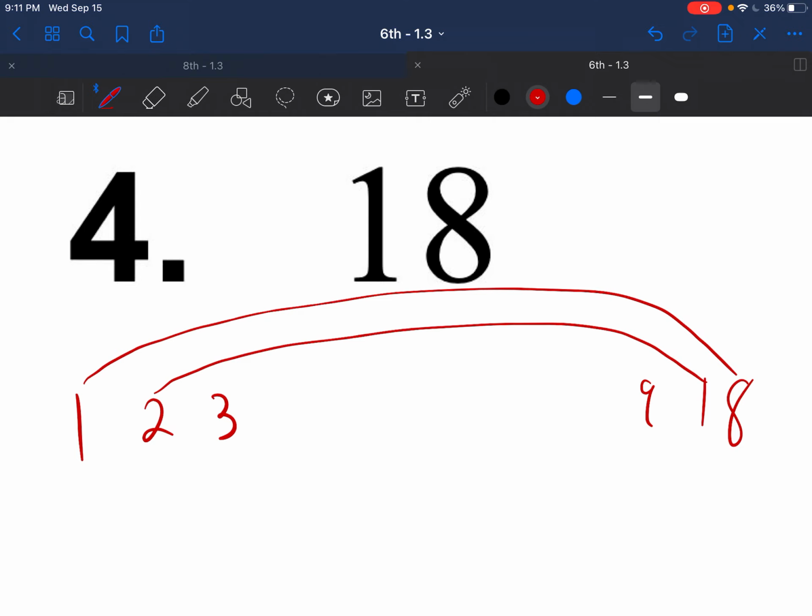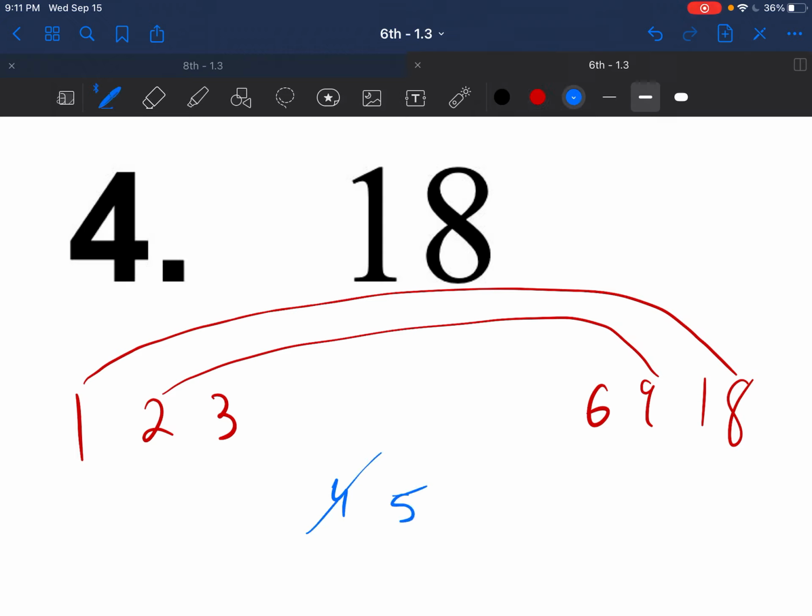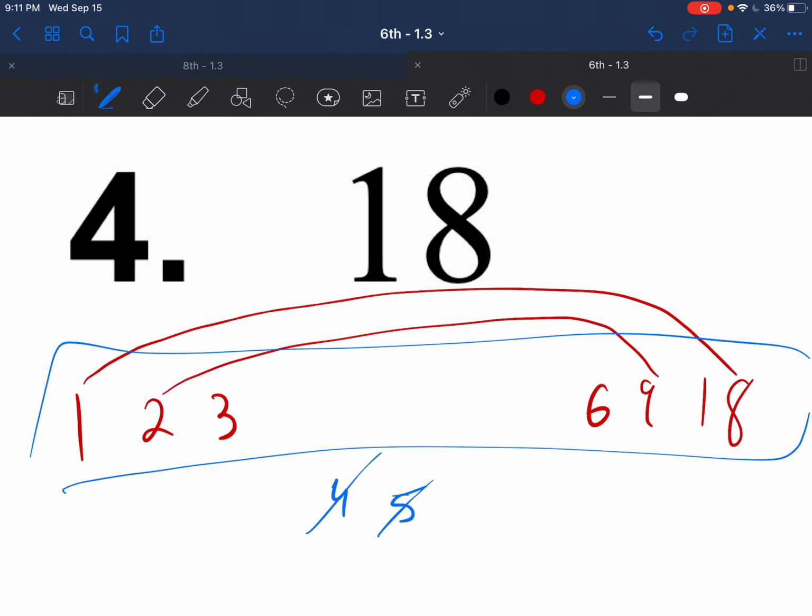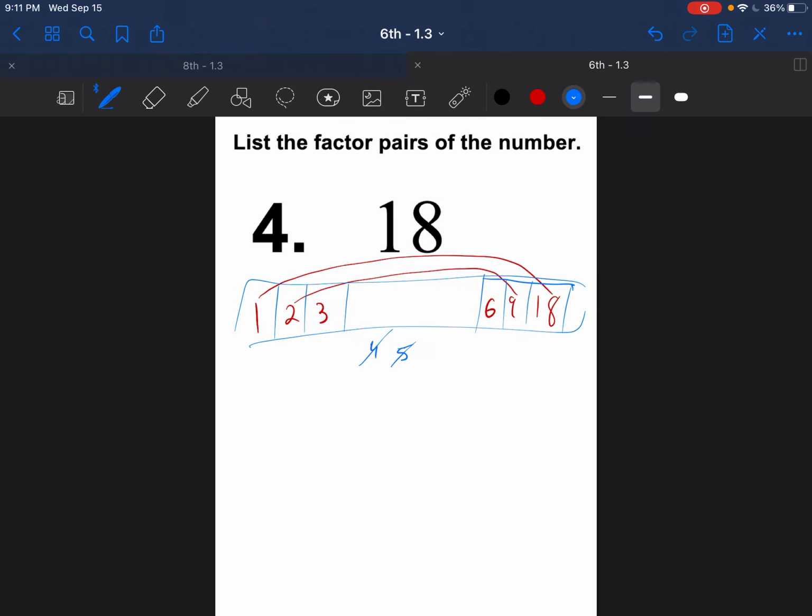3 times what gives me 18? 3 times 6, right? And what are the numbers that are left over? 4 and 5. We know both of those don't go in there. So the factor pairs for 18 are 1 and 18, 2 and 9, and 3 and 6. Alright, let's try another one.